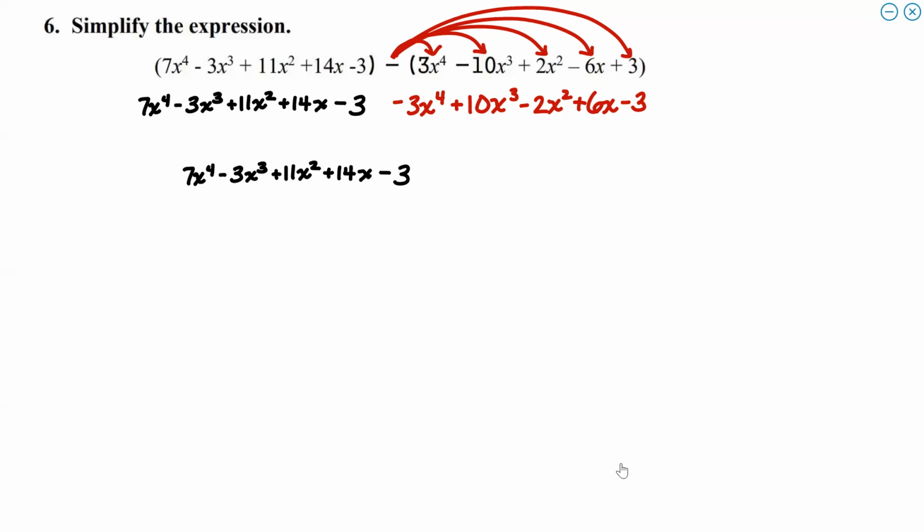And then I'm going to come over to this second polynomial, and I'm going to write it underneath the first one, making sure to line up my like terms here. And then I'm going to just combine like things. So here I have my x to the fourth, 7x to the fourth minus 3x to the fourth. What do I get when I combine those? 4x to the fourth.